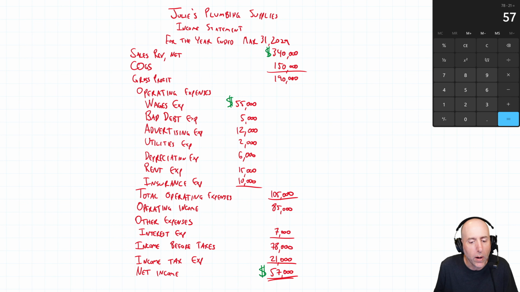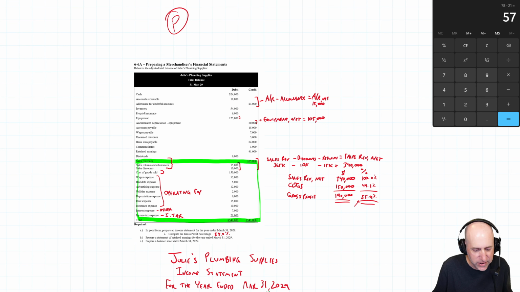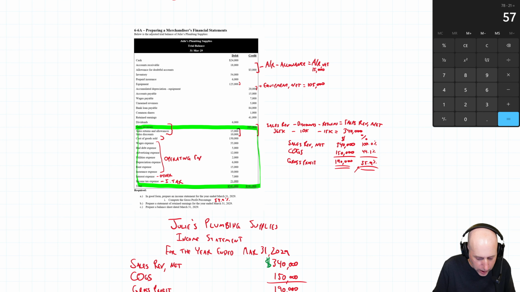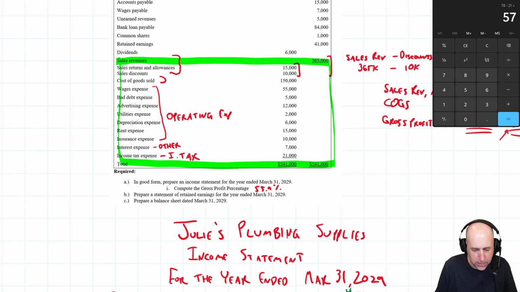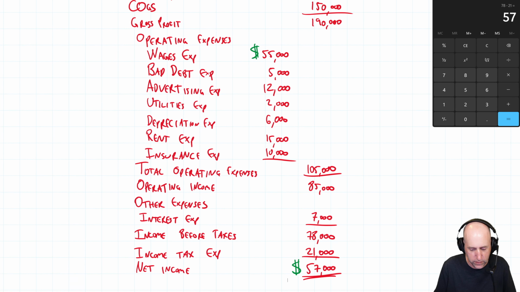We've just been working through our Julie's plumbing supplies problem. We've prepared our income statement. We're doing problem 6.6a from my workbook. On to part B, we're asked to prepare a statement of retained earnings. This should be a short video.